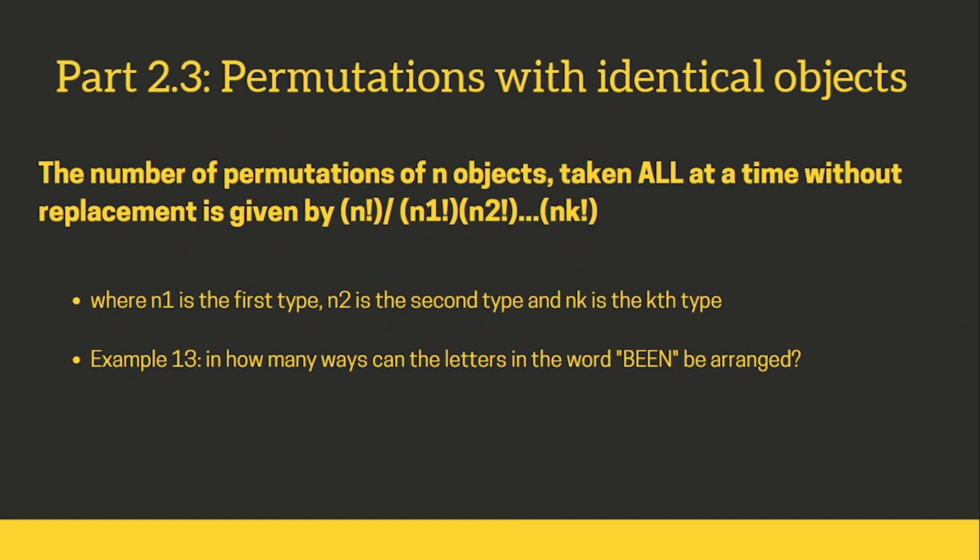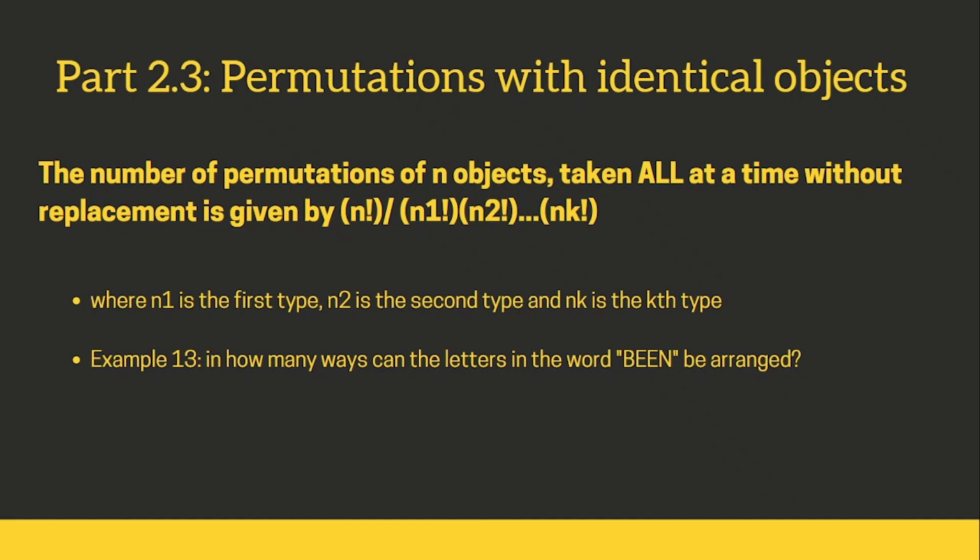So this is the next part, permutations with identical objects. The number of permutations of n objects taken all at a time without replacement is given by n factorial divided by n1 factorial times n2 factorial and so on, where n1 is the first type, n2 is the second type, and nk is the kth type. So it is a bit messy, but the example will help this better.